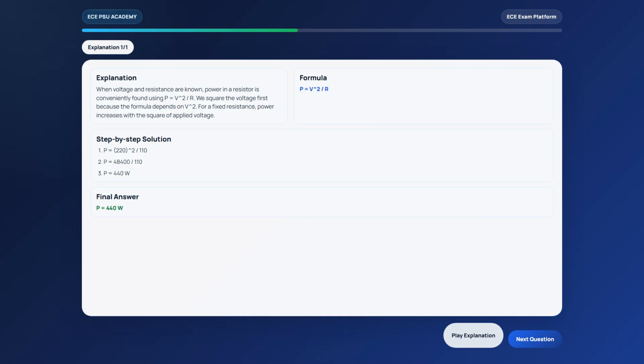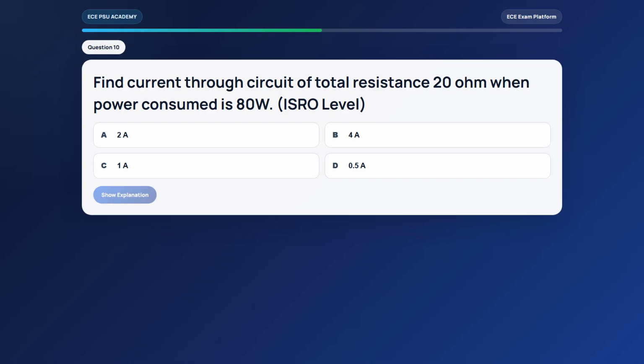So, 48,400 divided by 110. Step 3. Perform the division. 48,400 divided by 110.